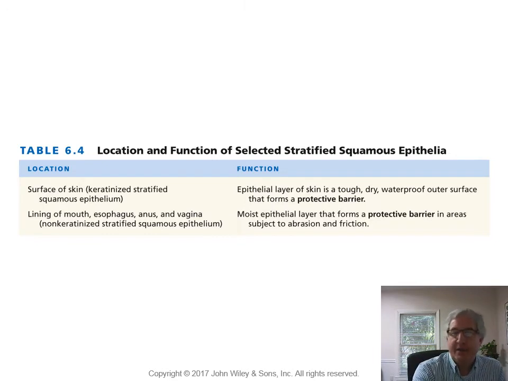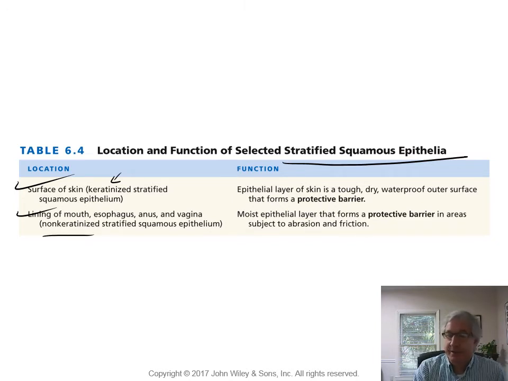So where do you find stratified squamous epithelium? Surface of the skin is keratinized there, and then lining of the mouth, esophagus, anus, and vagina, it's non-keratinized there, because those are like the little softer places. But it's still stratified. You still have multiple layers because you need a protective barrier in those areas.